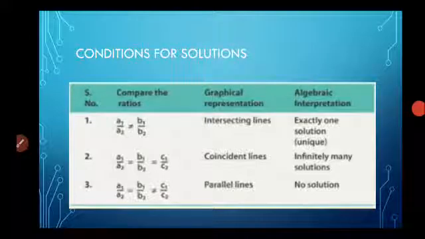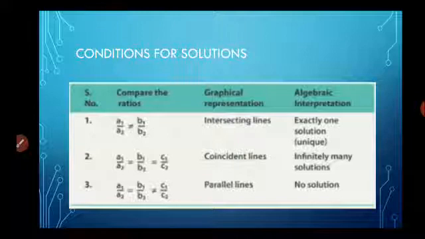Next, 2, that is a1 by a2 is equal to b1 by b2 and c1 by c2 also. So the lines will be coincident lines and infinitely many solutions will be there, because one line is intersecting the other line at each and every point. So an infinite number of solutions we will get. Next, number 3, a1 by a2 is equal to b1 by b2 but not equal to c1 by c2. Then we get parallel lines, and there are no solutions because the lines are parallel; they will not intersect each other anywhere.